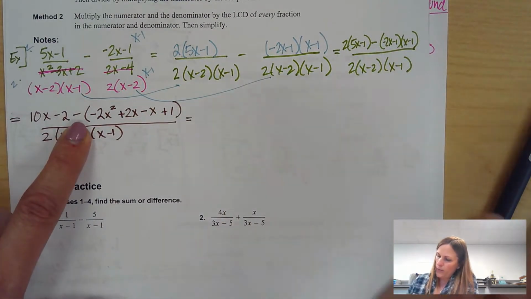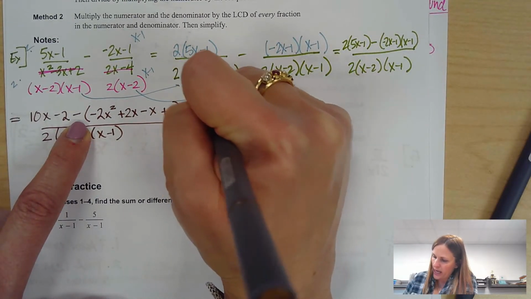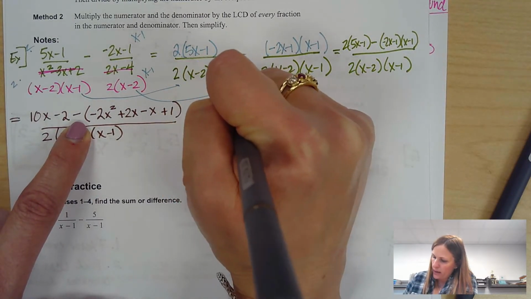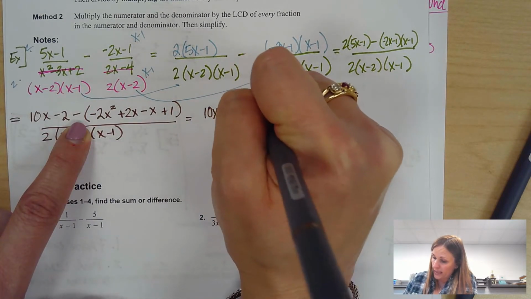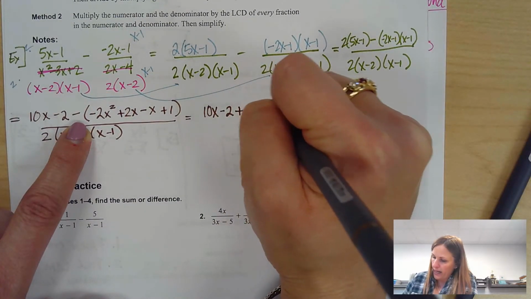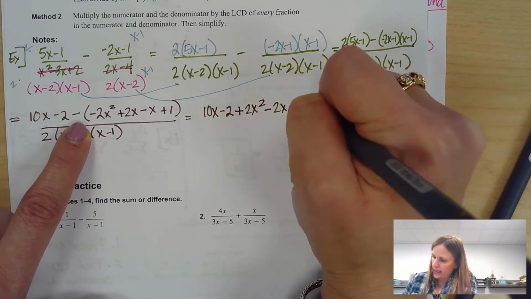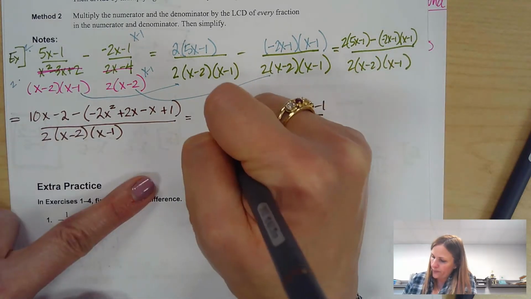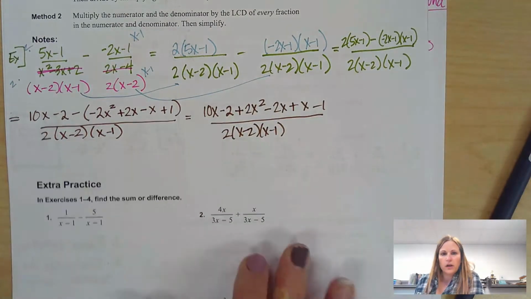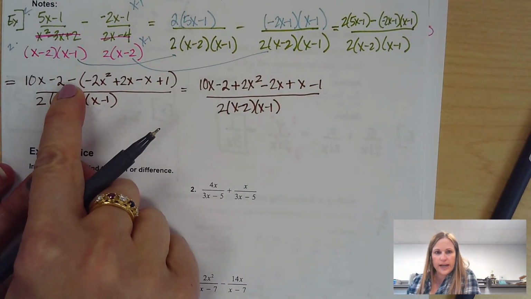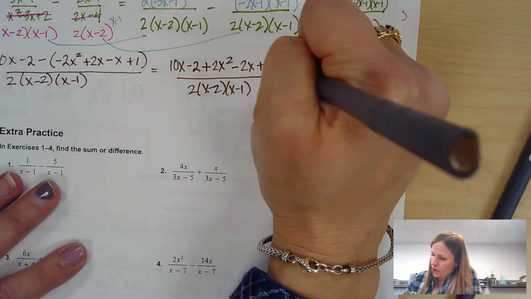I'm going to go ahead and distribute through with this negative here. So I have 10x minus 2, a negative times a negative actually is a positive. So positive 2x squared minus 2x plus x minus 1. Lots of simplifying here. So I just went ahead and distributed this negative. Let's combine some like terms on the top.